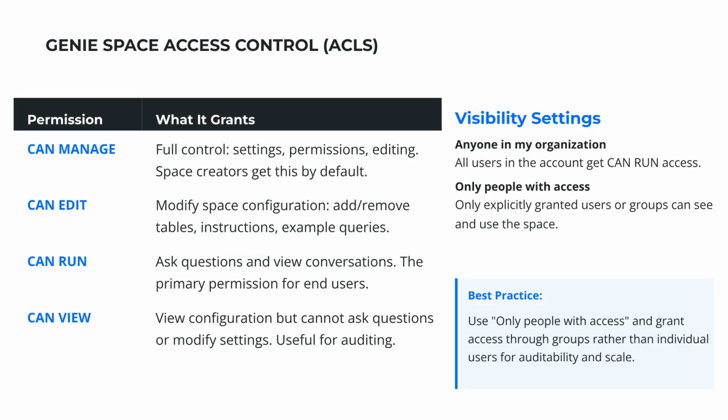Can run: this is the one your end users need. They can ask questions and have conversations. Can view: perfect for auditors who just want to see the config without touching anything.